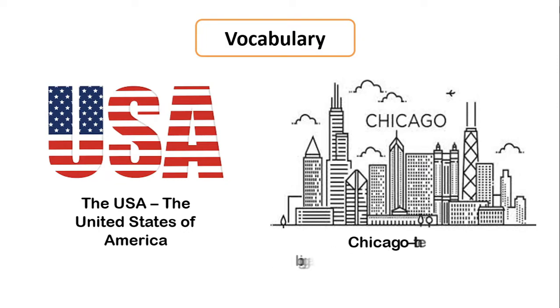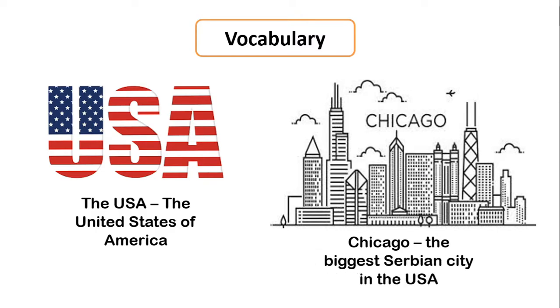In the following picture, you can see a big city in the United States. Its name is Chicago. What is so specific about Chicago? Well, Chicago is the biggest Serbian city in the USA.